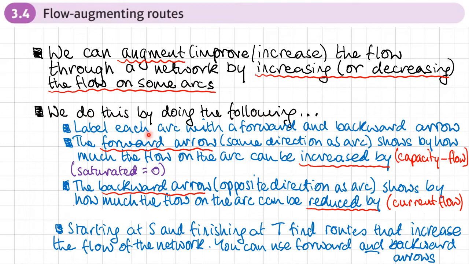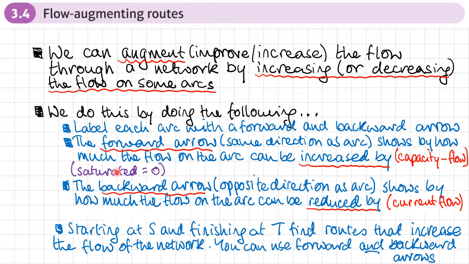So first of all, we label each arc with a forward and a backward arrow. The forward arrow, which is going to be the same direction as the arc, shows by how much the flow on the arc can be increased by. Now this is equal to the capacity of the arc minus the flow. So for example, if an arc had a capacity of 10 and it had a current flow of 7, then that means that it could be increased by 3. So we'd have 3 written by our forward arrow. And if we do the capacity minus the flow and that equals 0, that means that arc is saturated, which means that we cannot increase the flow anymore on that particular arc.